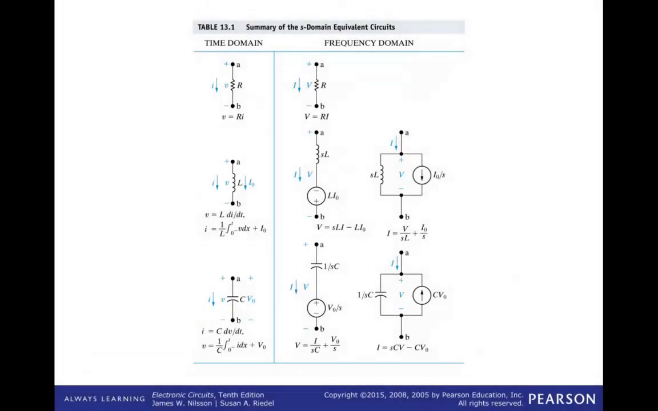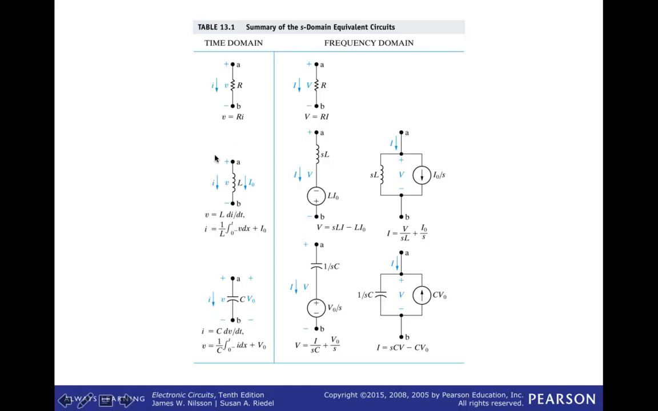In this lecture, I want to continue the discussion that we started in class on how to convert a circuit from the time domain to the frequency domain. So what I have here is a table from your textbook. It's table 13.1. It should be in all editions of the textbook. That basically illustrates the time domain relationships on the left-hand side of the table and the frequency domain relationships on the right-hand side of the table.